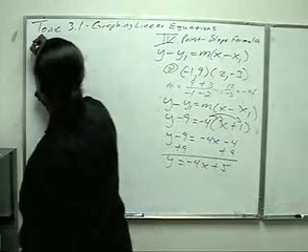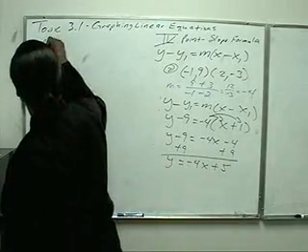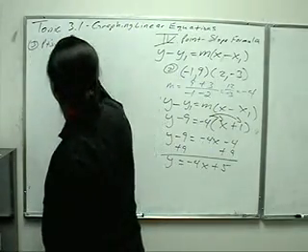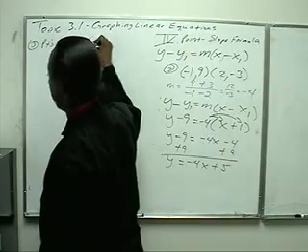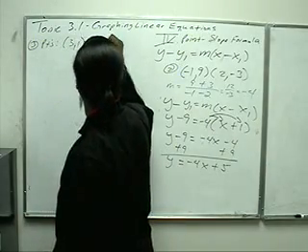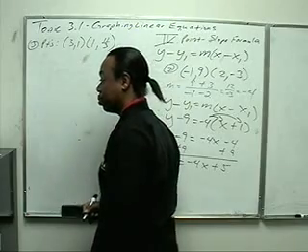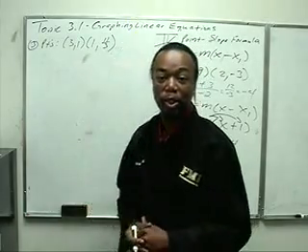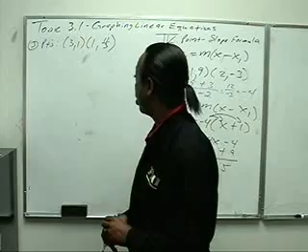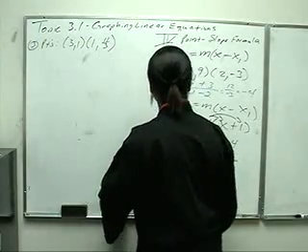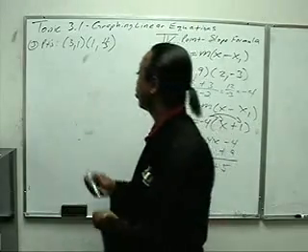Alright, number 3. This time for our points, let's choose 3, 1, and 1 and 11 thirds. Okay, just to make things a little interesting. Alright, first we need to find our slope in order to use the point-slope formula.